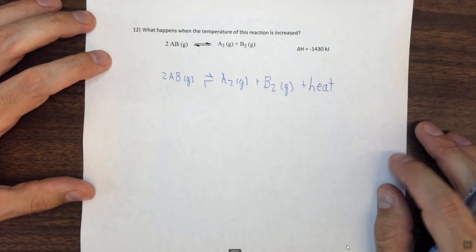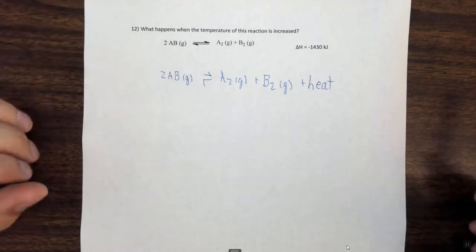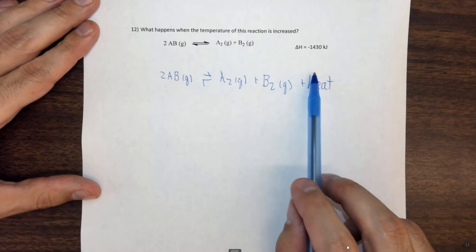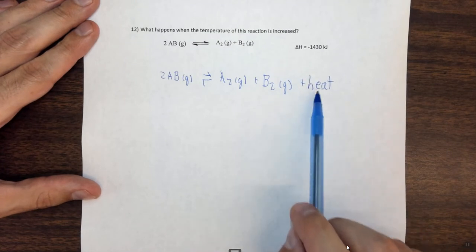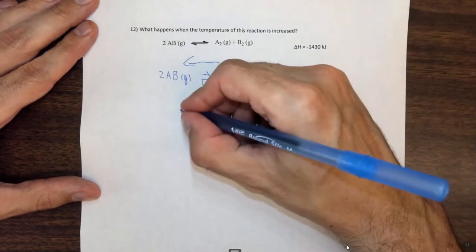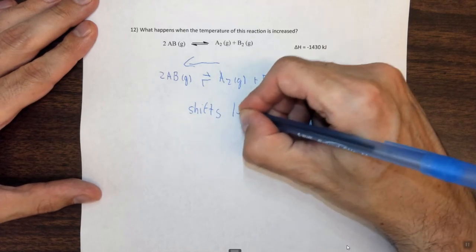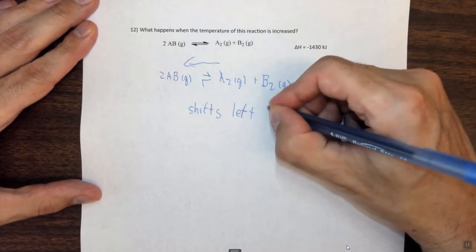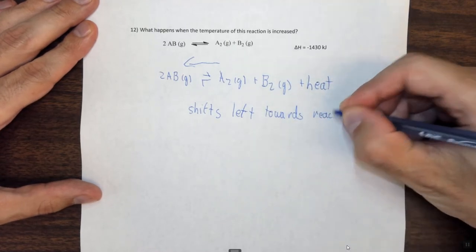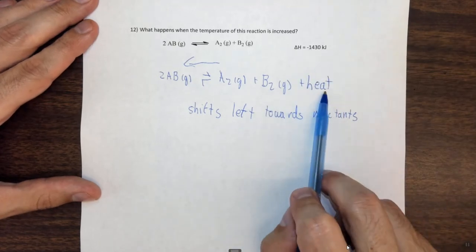In this course you won't be given ones where both the pressure and the temperature need to be considered at the same time. So in this case, we have to look at what happens when we add heat. Well, if we add heat to this reaction, the heat is like a product. So the heat is going to drive the reaction in this way, or this reaction shifts left, towards reactants, because it's exothermic and heat is a product.